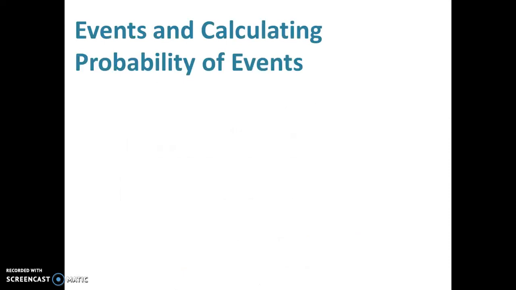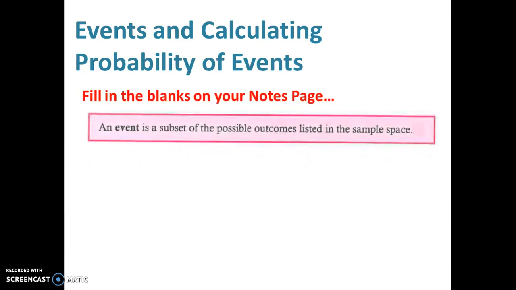All right, so now let's move on a little bit. We're going to look at events and calculating probability of events. So we've talked about what a sample space is. Now we're going to look at what an event is. An event is a subset of the possible outcomes listed in the sample space.